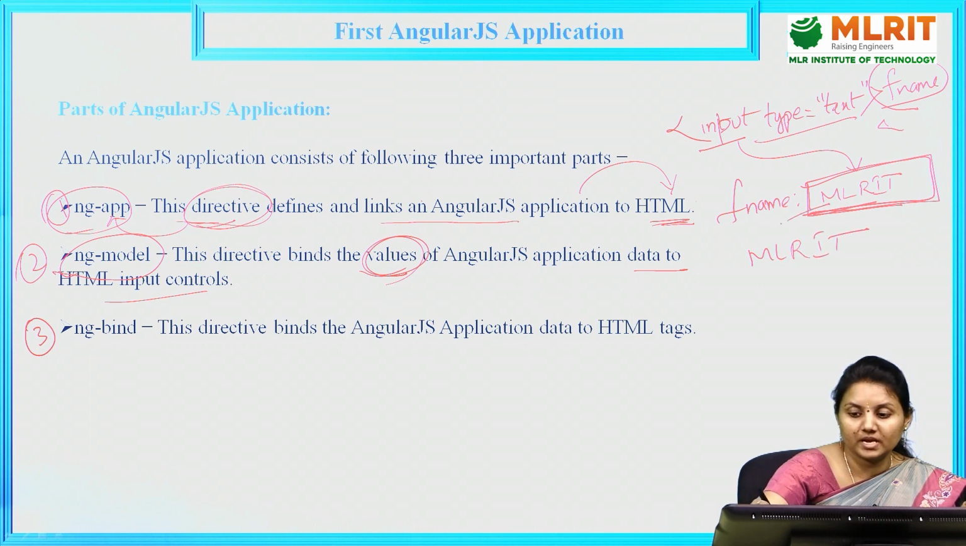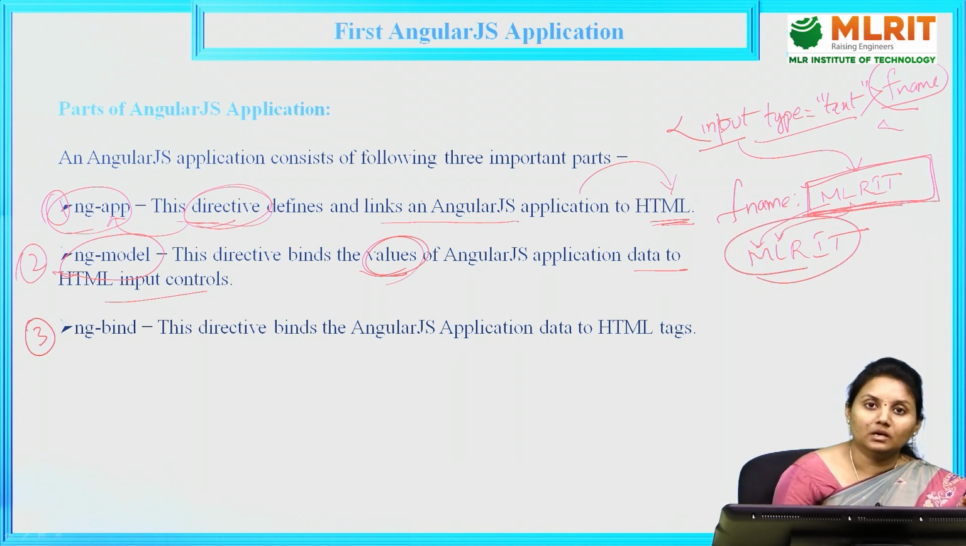Whenever M is typed, M will be displayed. L is typed, L will be displayed parallelly. This is how ng-model helps you get the values of your application into your HTML input controls. Then the third one is the ng-bind directive.